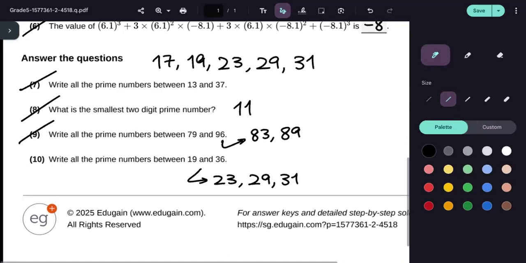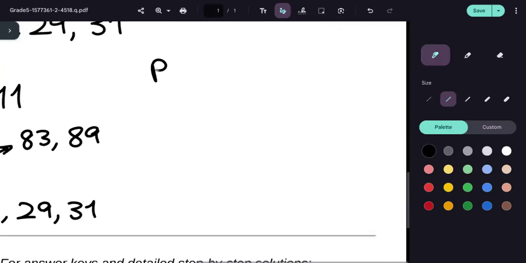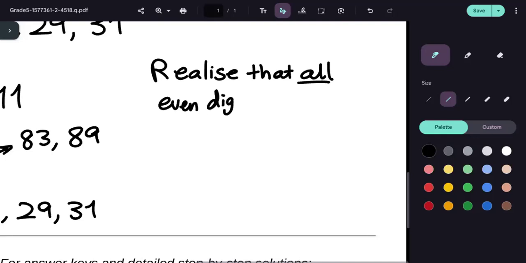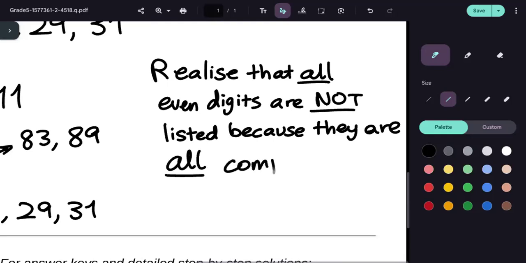Okay, so from this exercise, you will realize that all even digits are not listed because they are all composite numbers.